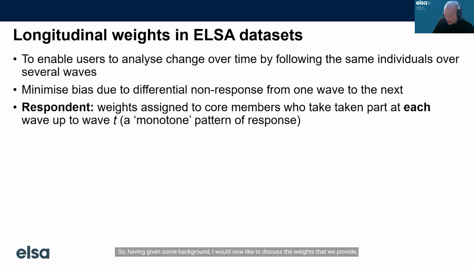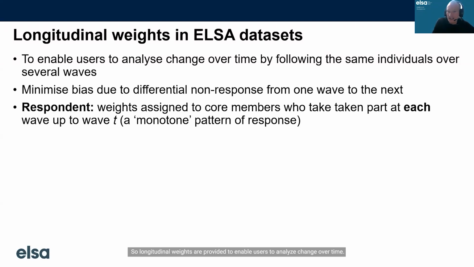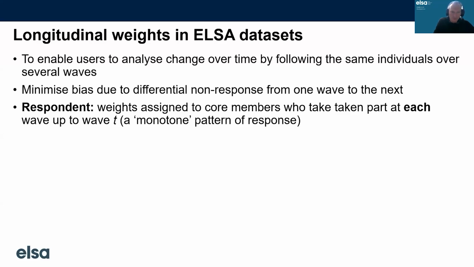So having given some background, I would now like to discuss the weights that we provide in the ELSA datasets, beginning with the longitudinal weights. So longitudinal weights are provided to enable users to analyze change over time by following the same individuals over several waves. The aim in constructing the weights is to minimize bias due to differential non-response from one wave to the next wave.